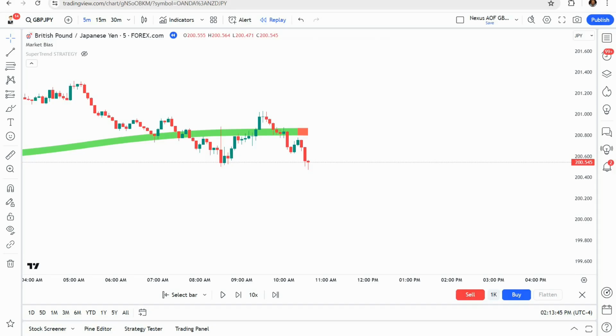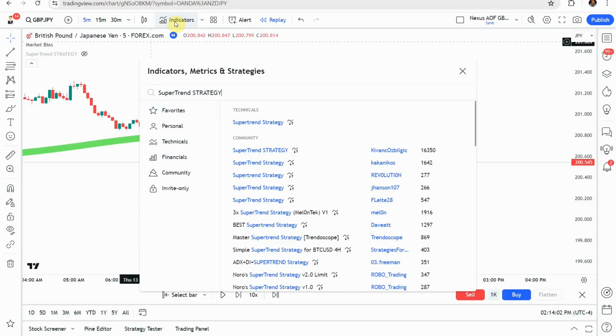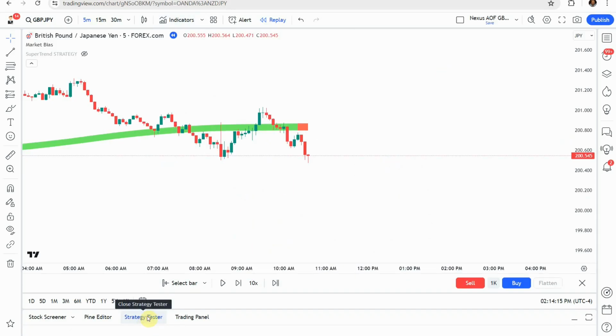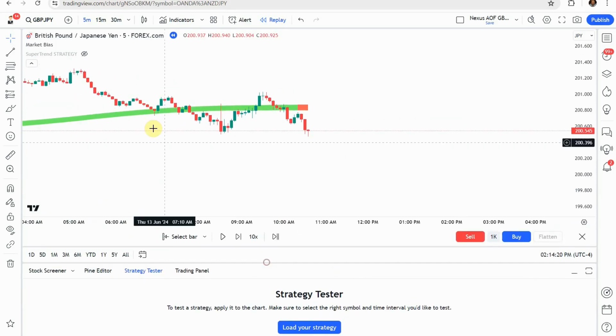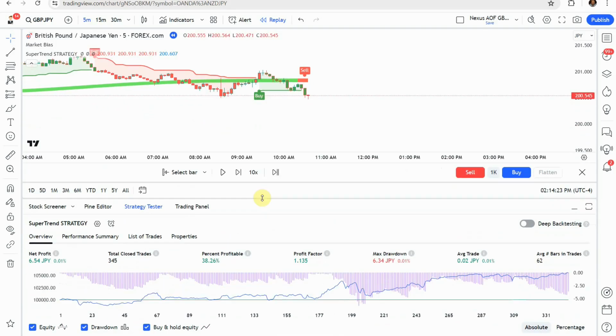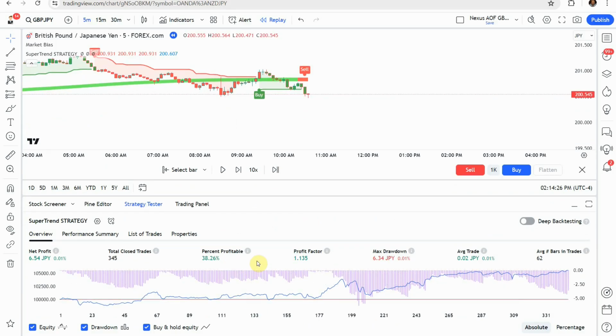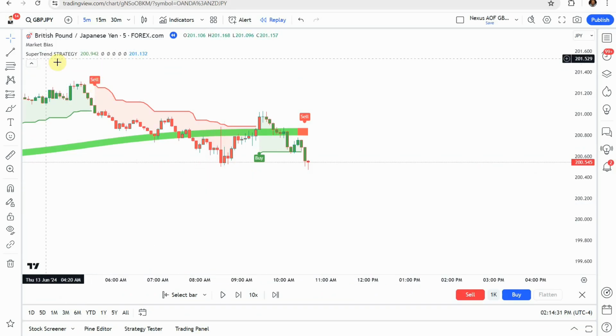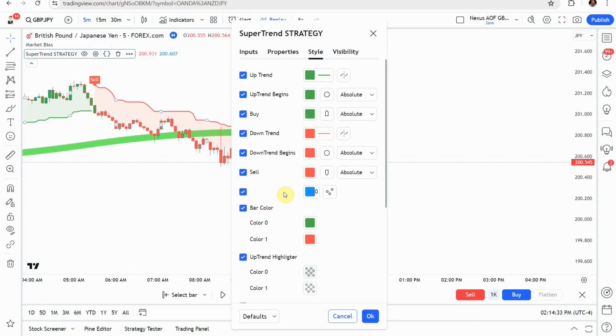The next indicator we will add to the screen is going to be the super trend strategy. It's going to be this one right here, this top selection. Go ahead and click on that. Now keep in mind, because this is a strategy, as soon as you add it to the screen, it will pop up a strategy testing screen that will look something like this right here at the bottom. Just go ahead and click this tab right here to drop it back down, and we'll jump into the settings of this one as well.